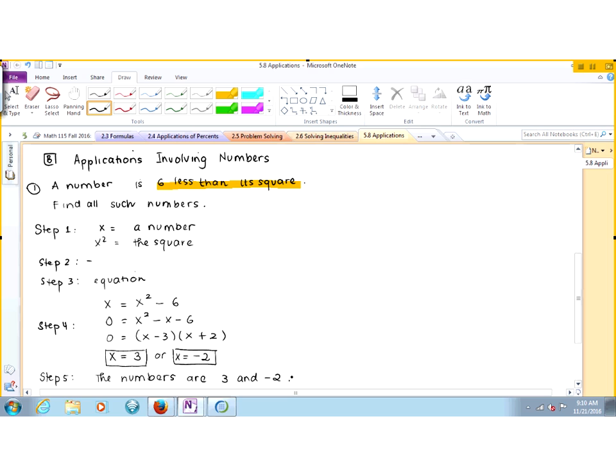So there is no restriction. It doesn't have to be positive. It doesn't have to be negative. So you have 2 of them. Okay? Now, number 2.